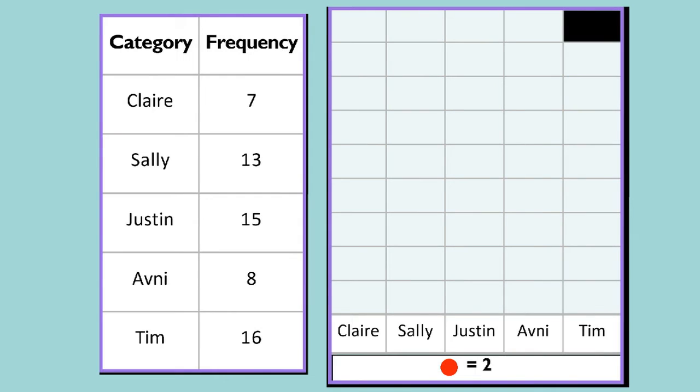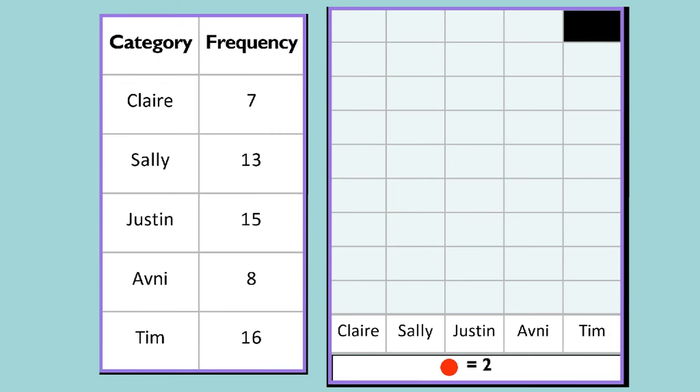Now that you know you're allowed to use half symbols, are you able to fill in this new pictogram here? This pictogram shows how many different TV shows these people have watched in the last year. Remember, you can show 1 on this pictogram by drawing a half symbol. Pause the video and give this a try.